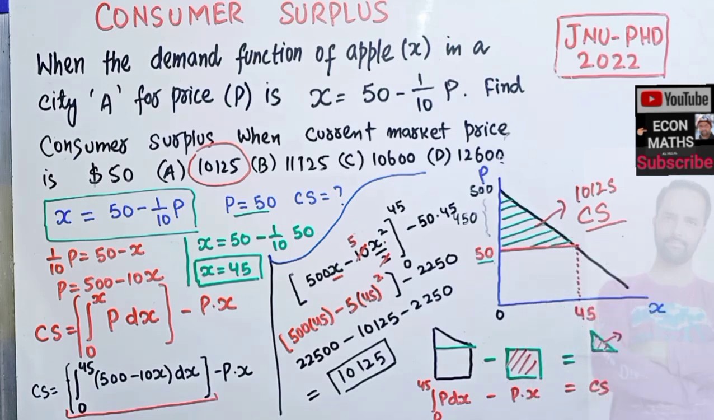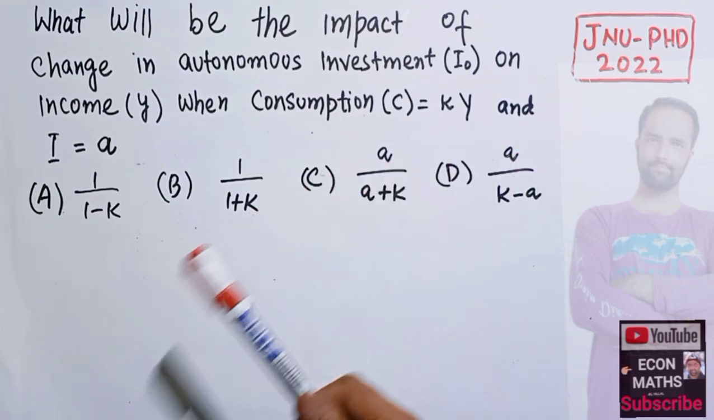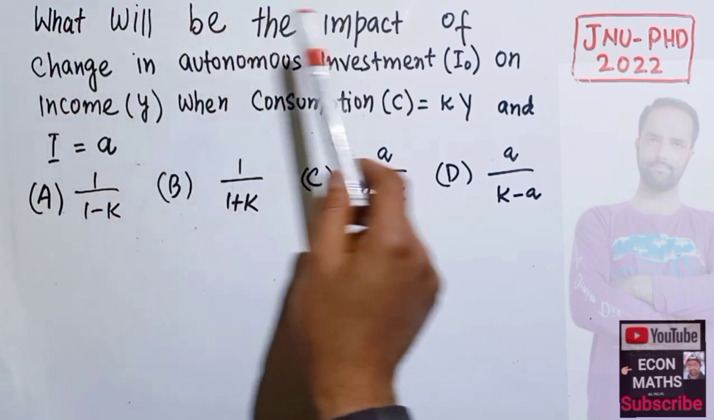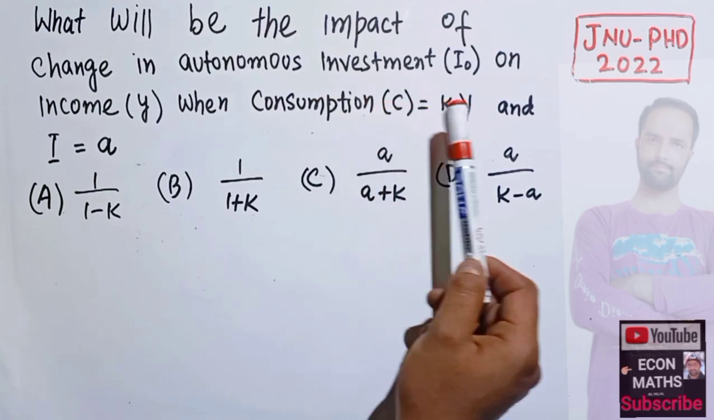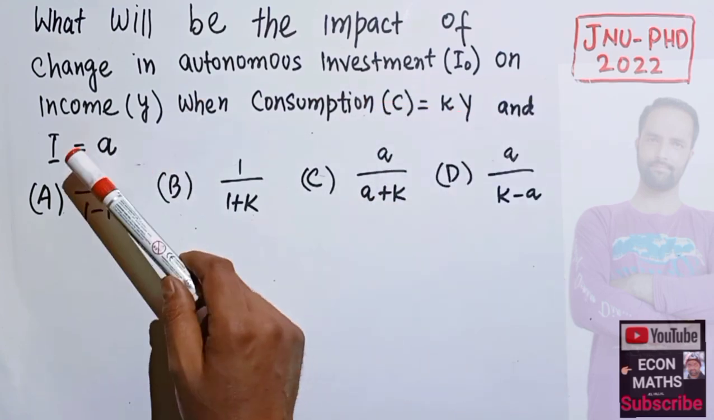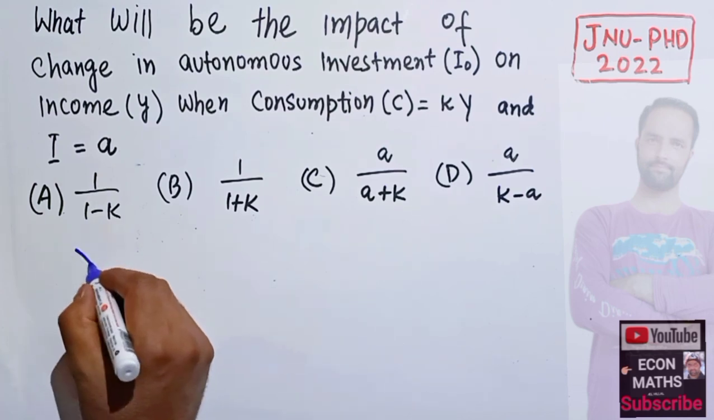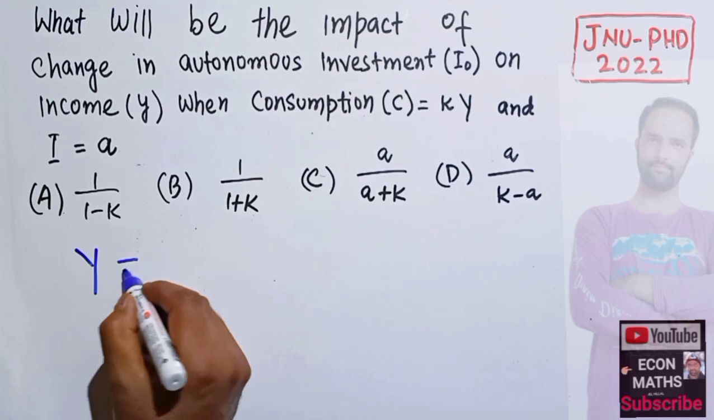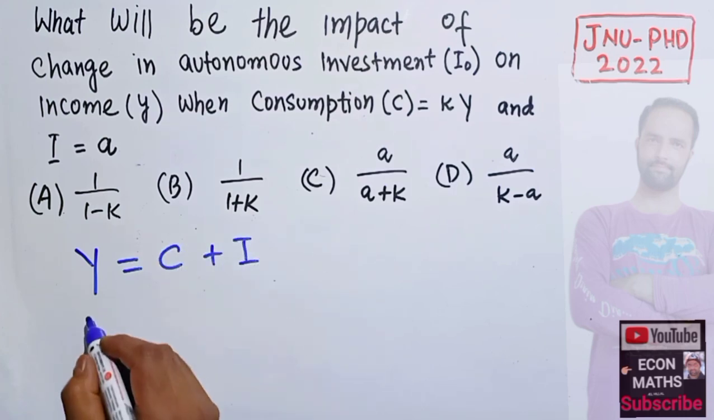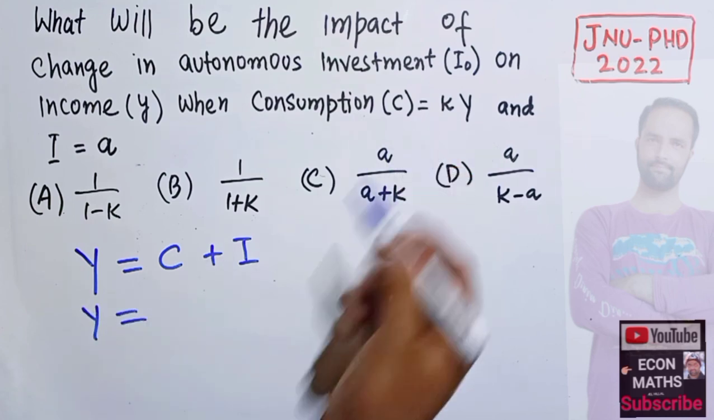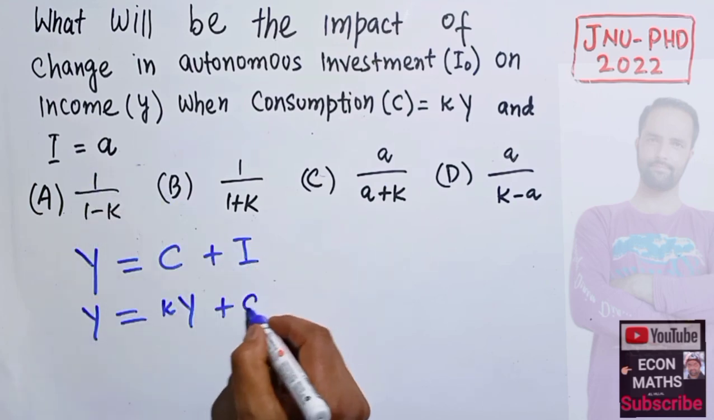And we get the area of this triangle, that is our consumer surplus. The question is to find the impact of autonomous investment on income. The question goes like this: what will be the impact of change in autonomous investment on income when consumption is equal to K times Y and investment, that is autonomous, is equal to A? So we know from our identity that Y should be equal to consumption expenditure plus investment expenditure. That is Y should be equal to K times Y plus investment, which is given as A.